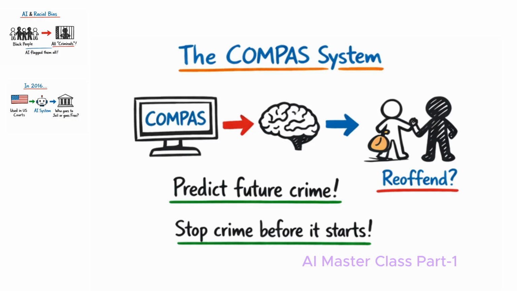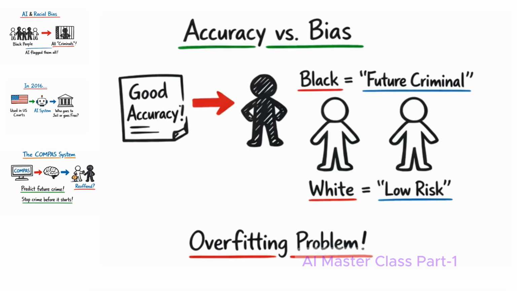The model behind the AI system had decent accuracy, but most of the time that AI system was flagging Black people as future criminals compared to white people. This was a classic case of overfitting. Today we are going to understand exactly how that happens and, more importantly, how statistics can help us catch it before it becomes a real world problem.